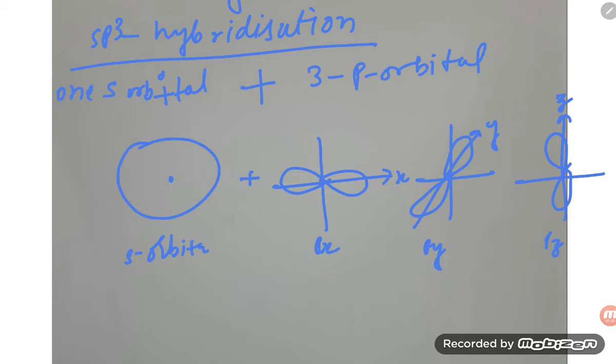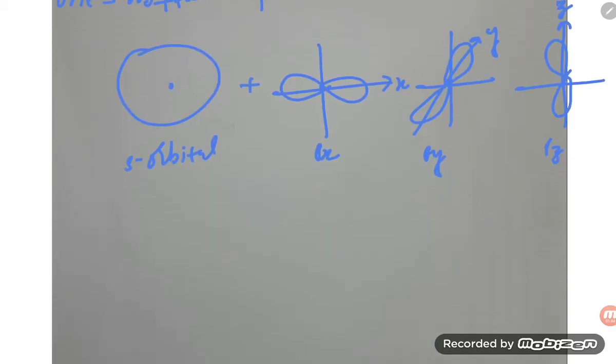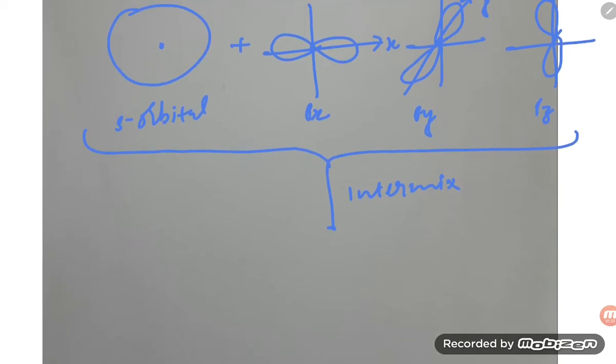So what we are going to do is take these three p orbitals and the s orbital, all four orbitals, and intermix them. If you intermix them, students, they will give four new orbitals. Suppose this is one orbital, this is another, this is another, and this is the other. These orbitals are hybrid orbitals.